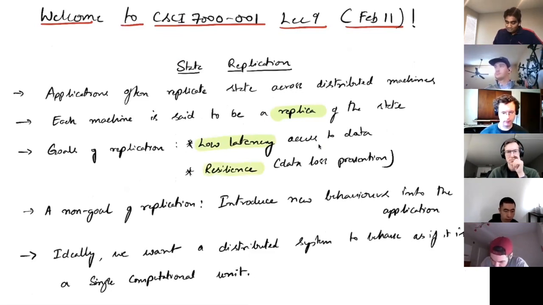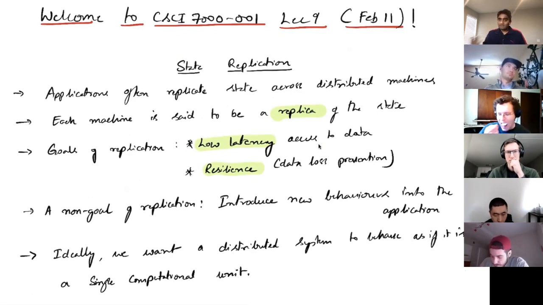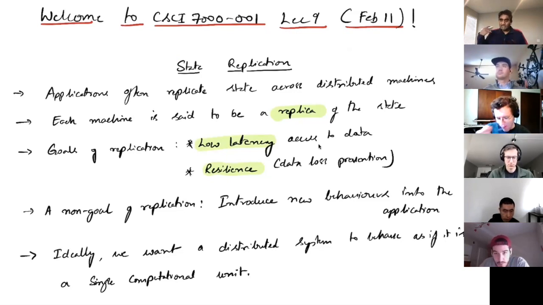A non-goal of replication, though, is to introduce new behaviors into the application. We do not want replication to have any functional significance in terms of application behavior. We want the application to run as it was before, but with better latency and throughput, basically better performance. But we do not want to introduce behaviors that did not exist previously. We really do not want that.